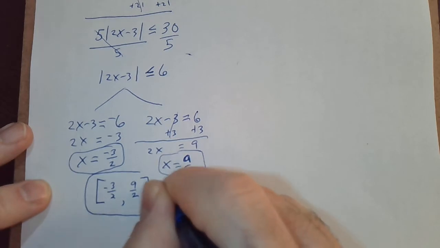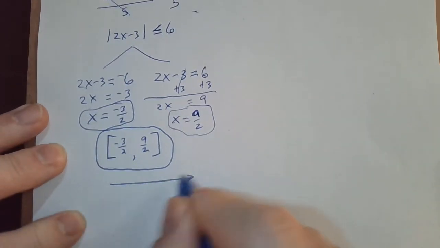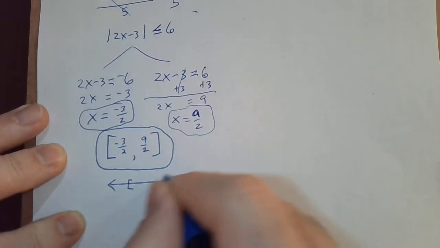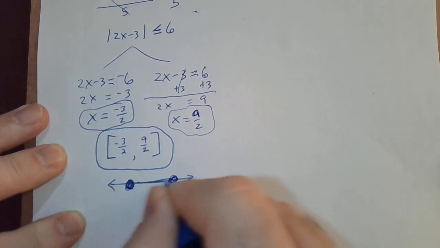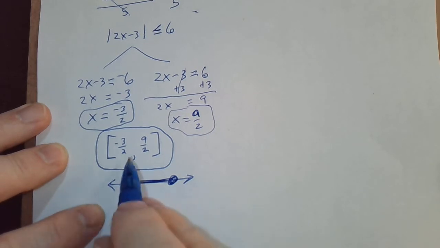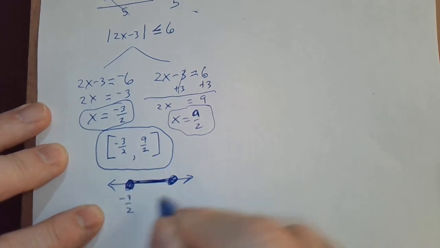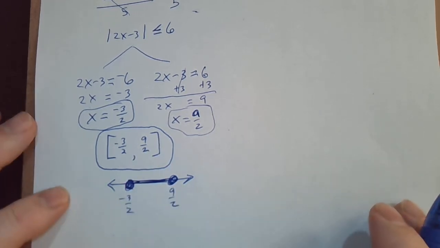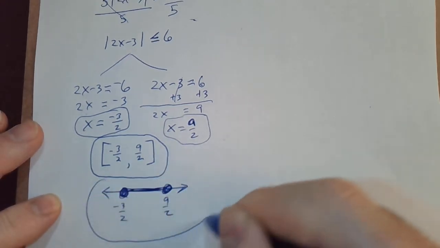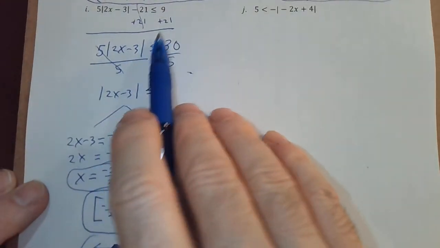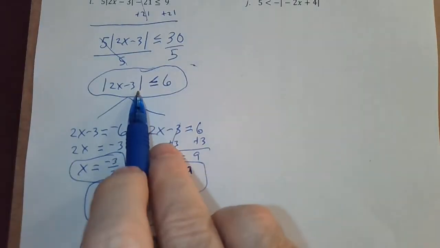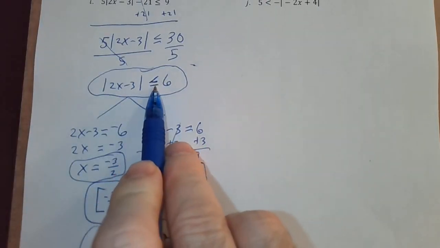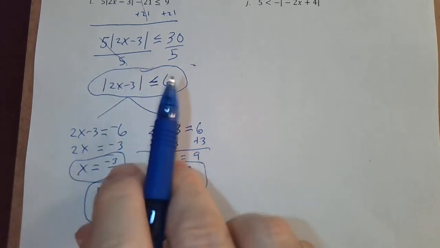This is the solution, which also is a very simple graph. Solution on the real line, just like that. Negative 3 over 2 here, 9 over 2 here. So once again, by the time we got the absolute value all by itself right here, we knew that it was going to be one single interval, because if it's absolute value less than or equal, it's one interval.